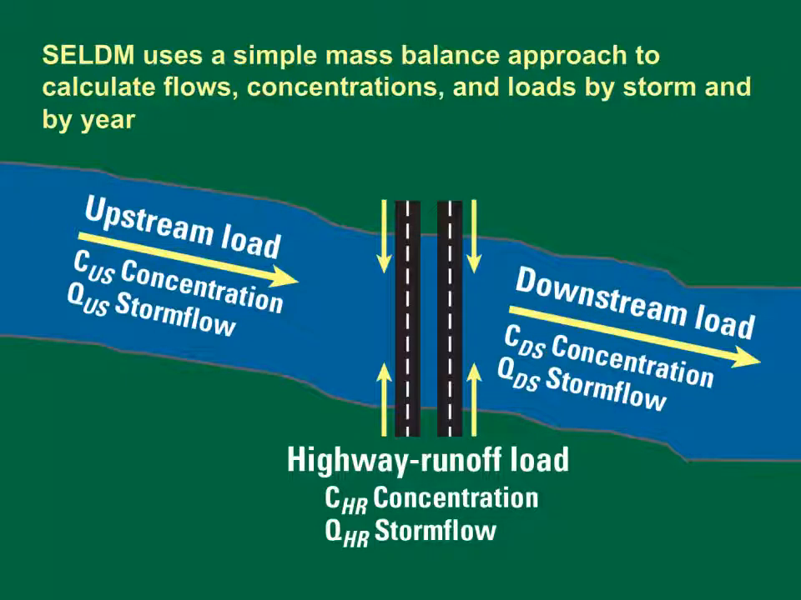SELDM uses a simple mass balance approach to calculate flows, concentrations, and loads by storm and by year. It uses Monte Carlo methods to generate precipitation, pre-storm flow, and runoff coefficients to generate the storm flows. Downstream flows, concentrations, and loads are calculated from upstream values and runoff or BMP discharge from the site of interest. The highway site in this diagram may be almost any land use that could be characterized with an impervious fraction and representative water quality statistics.